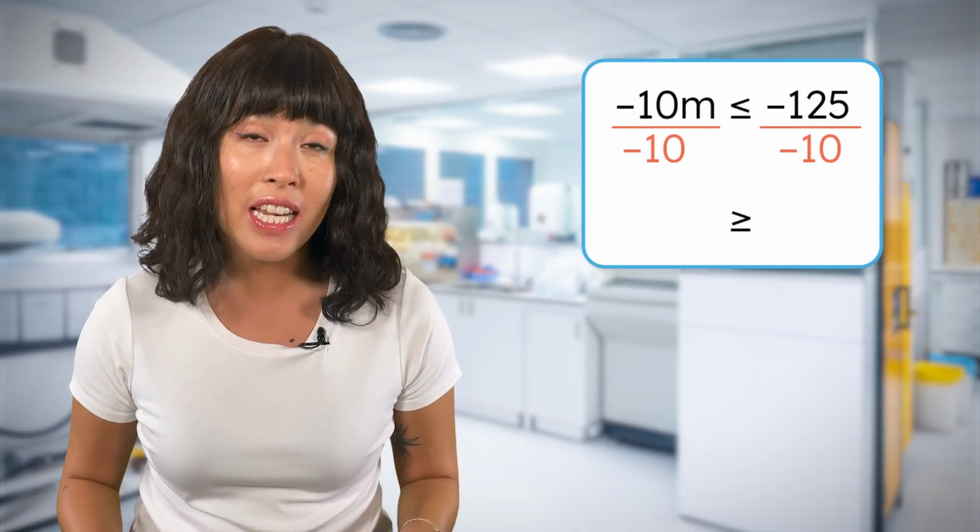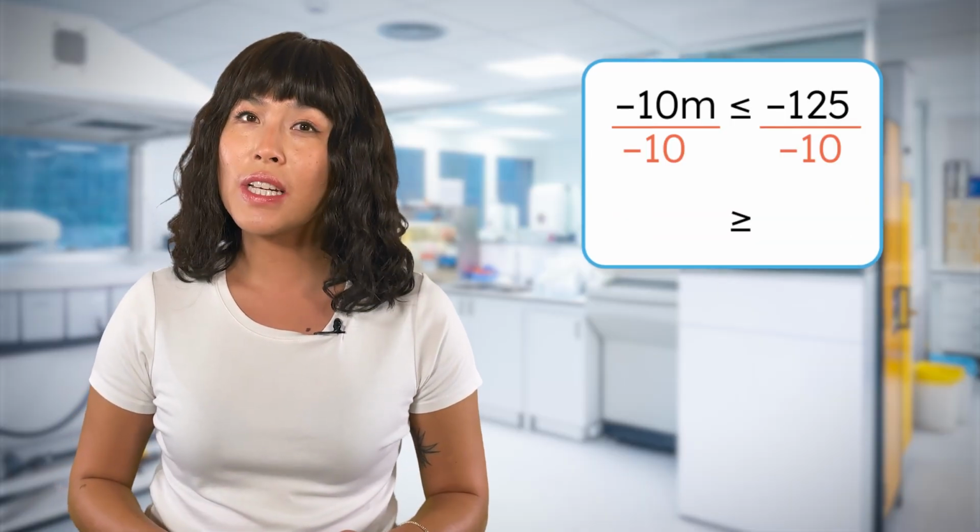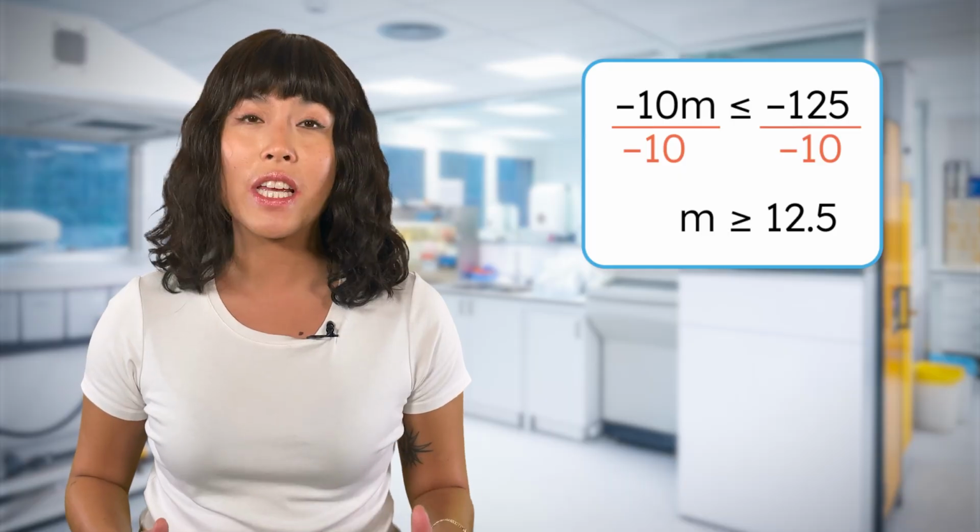Since I am dividing by a negative number, I flip the inequality symbol so that my answer reads m is greater than or equal to 12.5. That means I'm traveling at least 12.5 miles to get from Earth's surface to the stratosphere. I'm sure glad I'm not walking.